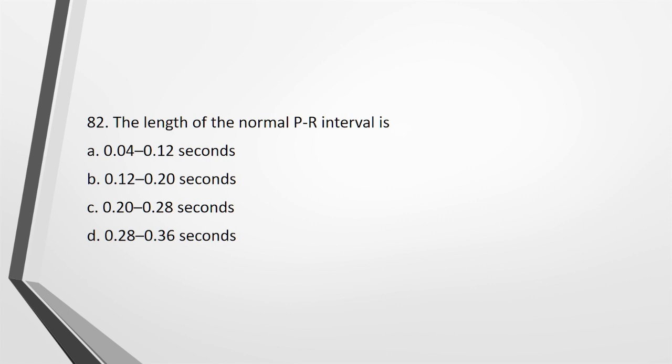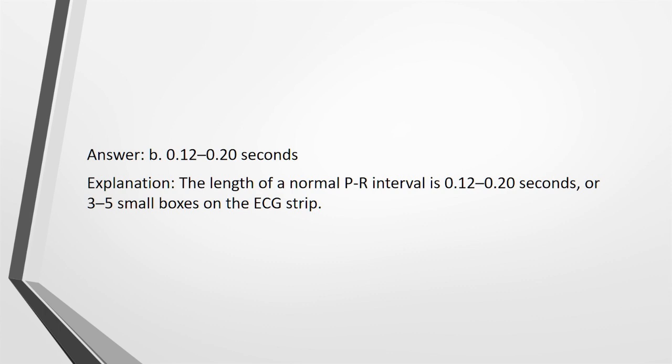82. The length of the normal PR interval is A. 0.04 to 0.12 seconds. B. 0.12 to 0.20 seconds. C. 0.20 to 0.28 seconds. D. 0.28 to 0.36 seconds. Answer: B. 0.12 to 0.20 seconds. Explanation: the length of a normal PR interval is 0.12 to 0.20 seconds, or 3 to 5 small boxes on the ECG strip.